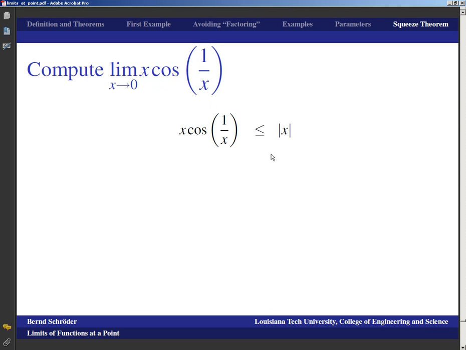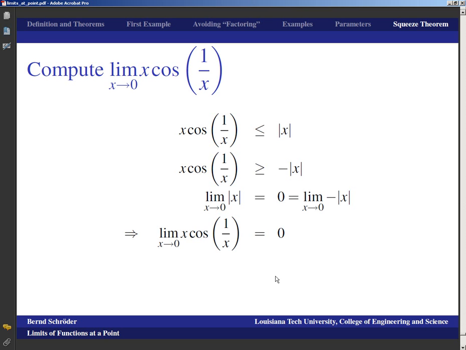is bounded above by x absolute value because the cosine is less than or equal to 1. X times cosine 1 over x is bounded below by negative x absolute value because the cosine is greater or equal to -1, and so then x is greater or equal to negative x absolute value here. And the limit as x goes to 0 of x absolute value is 0, which is also the limit as x goes to 0 of negative x absolute value. And so by squeeze theorem, the limit as x goes to 0 of x cosine 1 over x is equal to 0. And if you're good with symbols, then all that stuff works out.